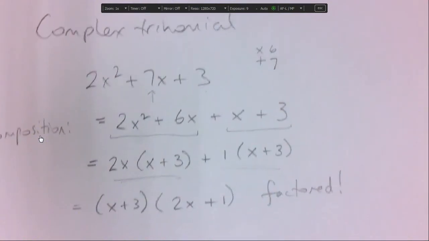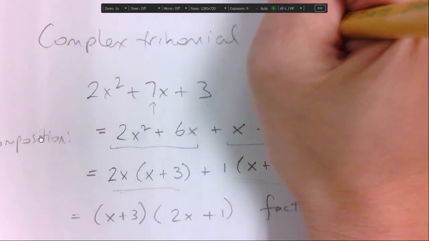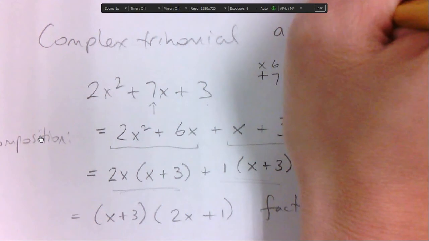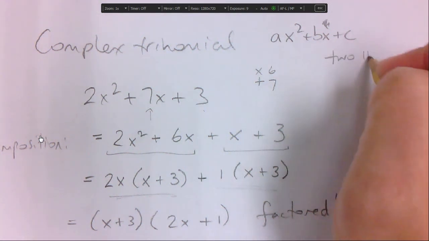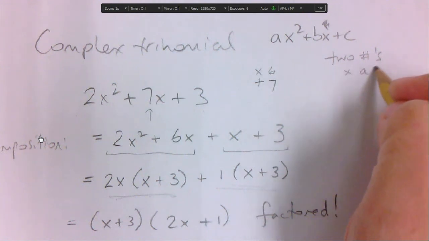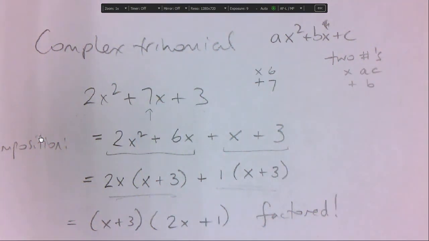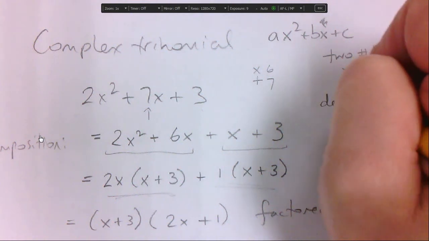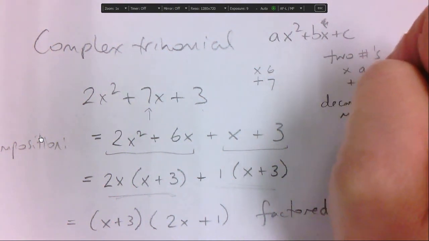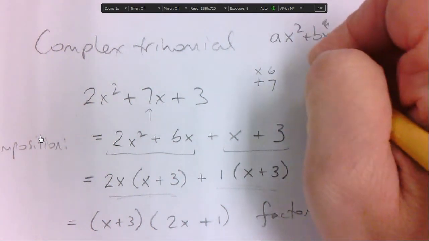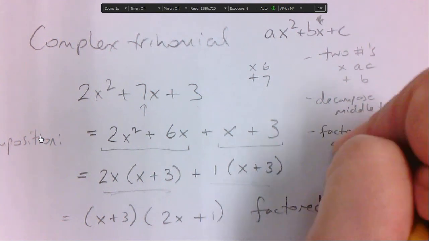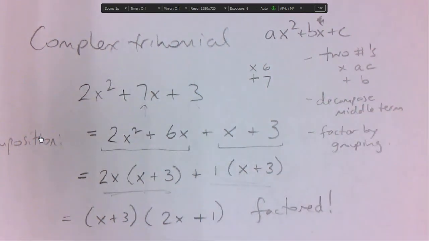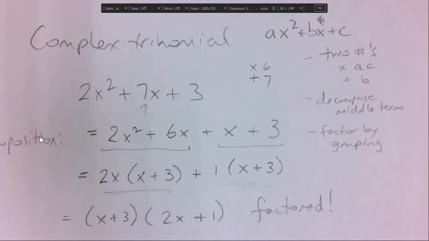Okay, that is the method of decomposition. So the idea is this: a complex trinomial is ax squared plus bx plus c. That is the general form of a complex trinomial. You have to find two numbers that multiply to ac and add to b. That's your start, and then you decompose the middle term. So first you find your two numbers, then you decompose the middle term, and then you factor by grouping. And that is decomposition.